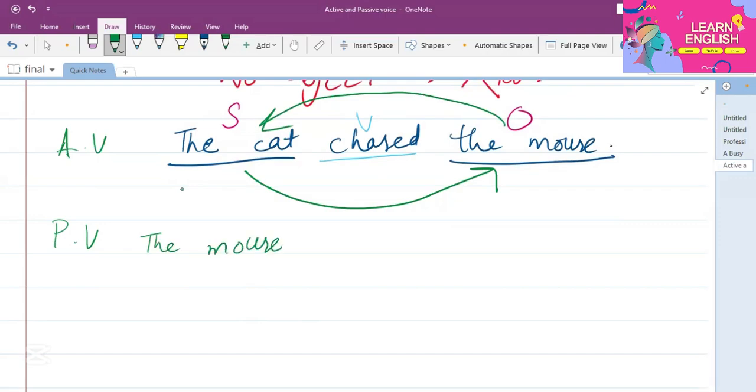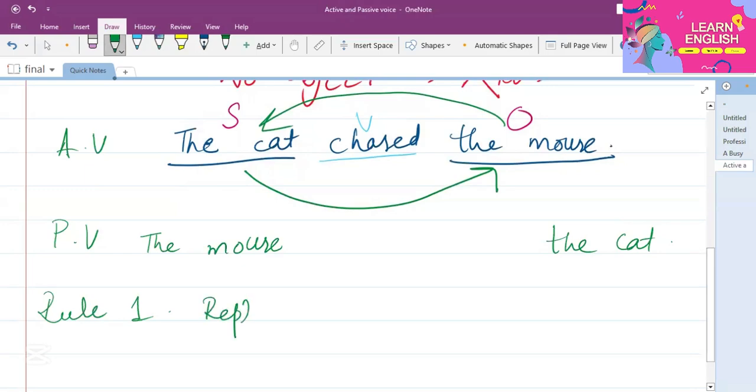And instead of the mouse, we'll write the cat. First change, Rule 1. Let's write it over here as well. Let's change the ink. Okay. Change, replace subject with object and object with subject.